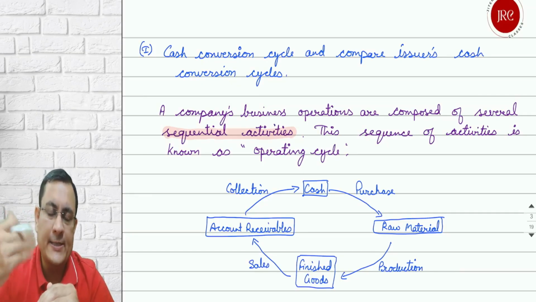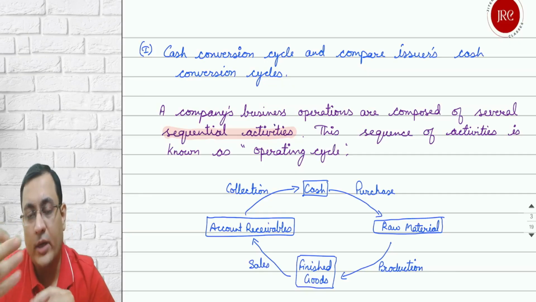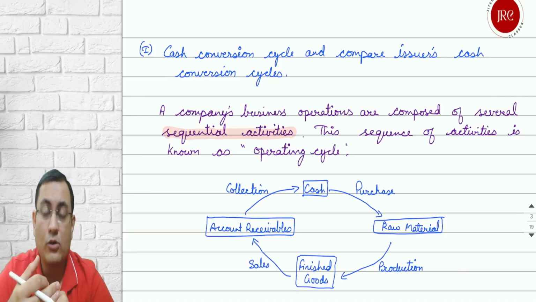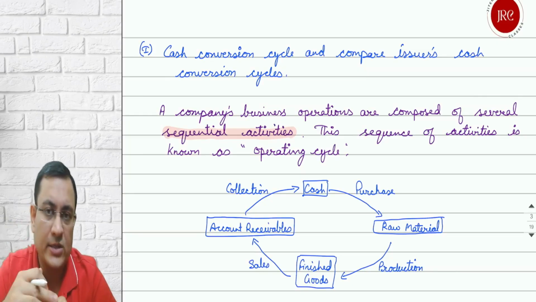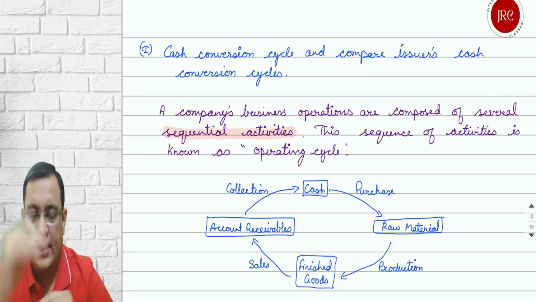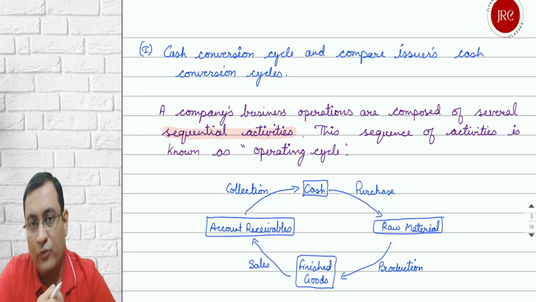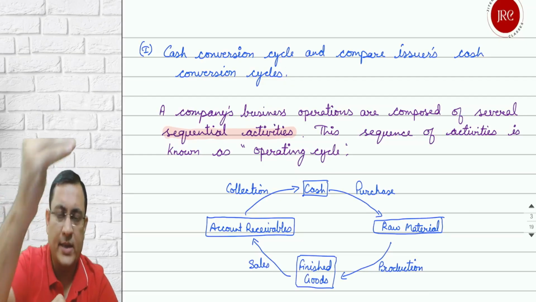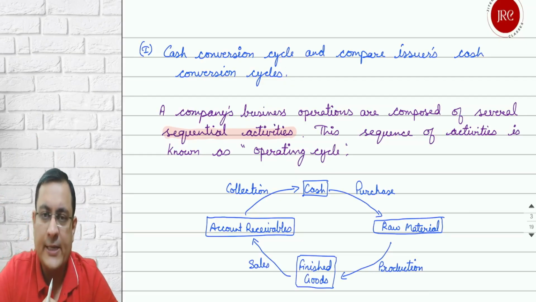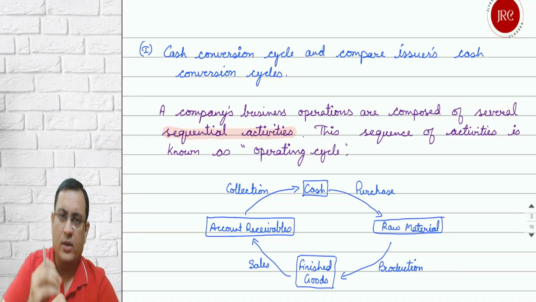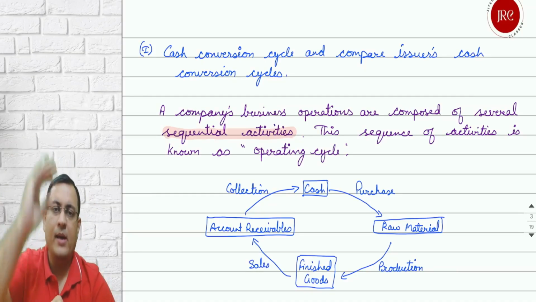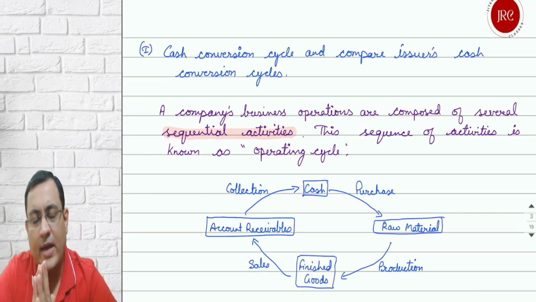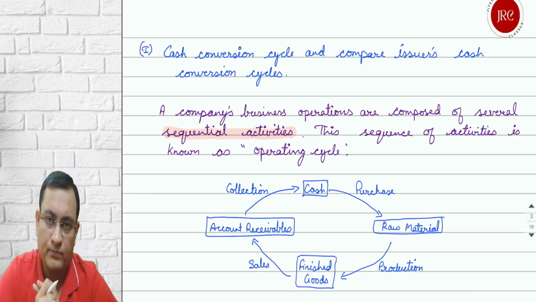And once this sale is concluded, again the fourth activity will start. That is, if the sale is done on a credit basis, we have to collect dues from customers. The fourth activity is collection. And again this amount will be realized. So there are four activities which are running in sequence: purchase to production to sales, and then finally collection. Stages from cash to raw material to finished goods to receivables, and again back to cash. So this cycle is called the cash conversion cycle or operating cycle.